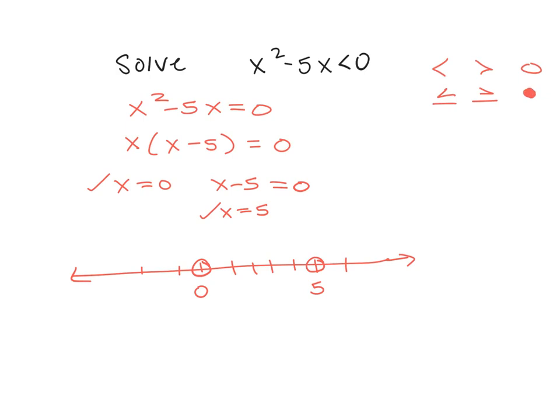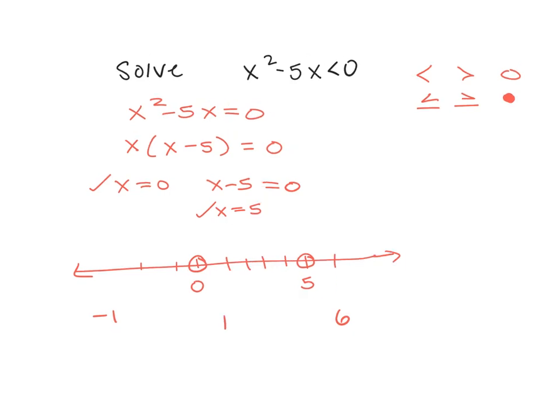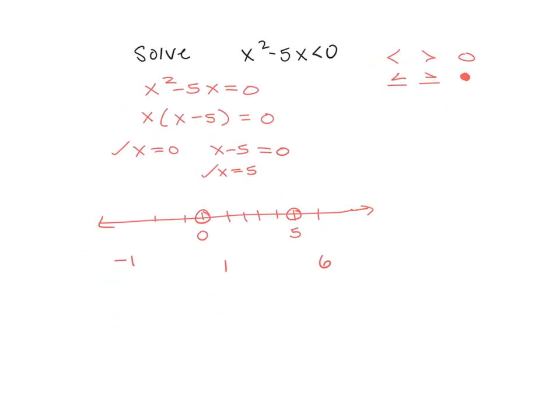And then I want to go ahead and test something that is in between my boundaries, one of the numbers in here, and a number that's outside my boundaries. So I'm going to go ahead and test -1, I'm going to test +1, and I'm going to test 6, and just see if I get true statements or false statements. So if I test -1, I get -1 squared minus 5 times -1 is less than 0, which says 1 plus 5 is less than 0, which says 6 is less than 0. And we know that's not true. So I'm going to go ahead and put a little X here because we're not going to shade that area.